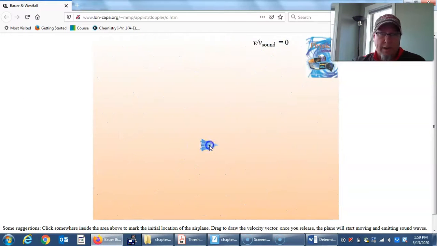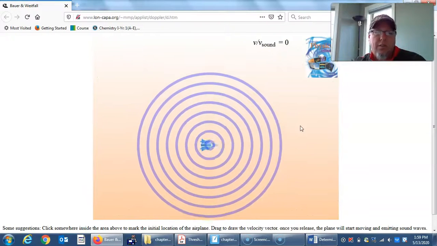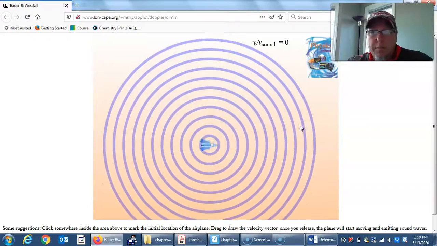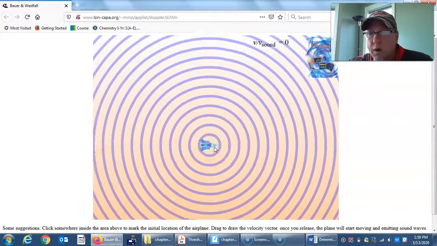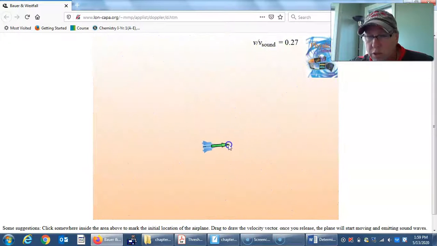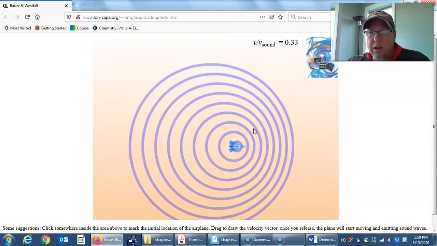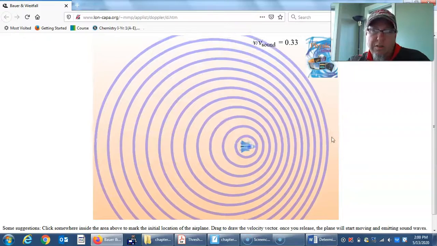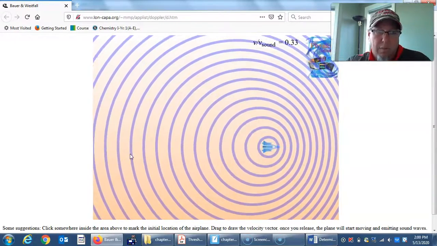Here's an airplane, and if the airplane were just sitting there with its engines on, the sound waves would move out in all directions, and they'd be equally spaced apart. So the distance between here and here would always be the same. But watch what happens when I put the airplane in motion. When I put the airplane in motion, the sound waves are still moving out equally in all directions, but because the airplane is moving in the same direction as the sound waves, these look like they're really squished together, and these look like they're really far apart.